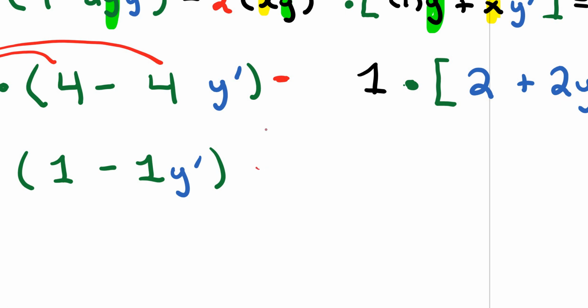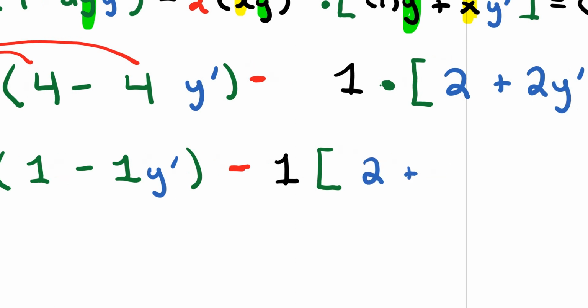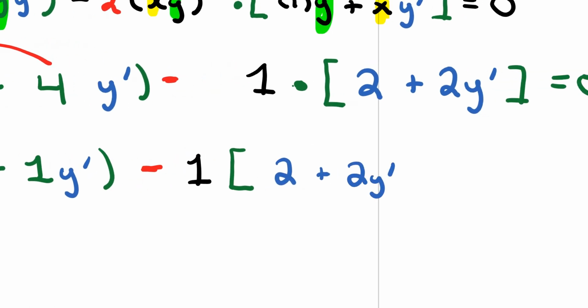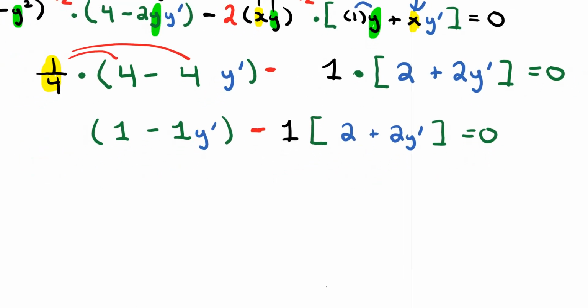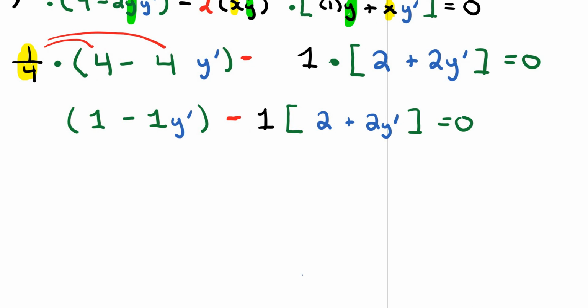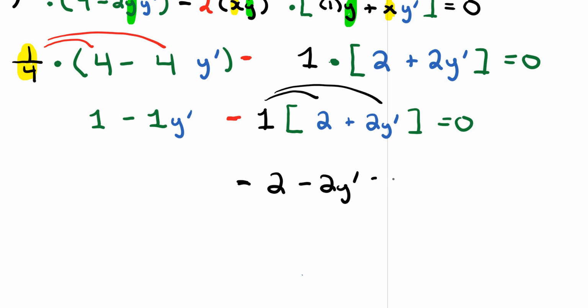So let me kind of clean this up here. So minus, and then a 1, and then an open bracket here, and then I have a 2 plus 2y prime, and then I can close the bracket, and that equals 0. Okay, so this is looking a lot better, and if I go back to this first term here, I guess you can just remove the bracket, so I can remove that bracket and remove that bracket. If I go ahead and distribute this into the brackets here, I get a negative 2 minus 2y prime equals 0. I got 1 minus the y prime here.